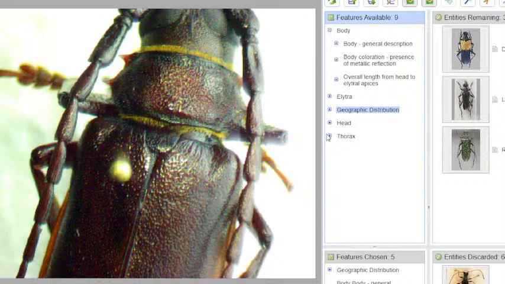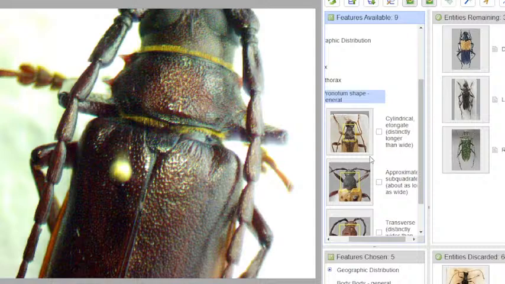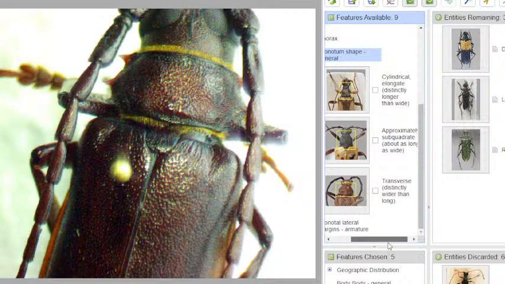All right, let's look at the pronotum. So the pronotum is going to be the segment right here. We've got the head, the pronotum, and then the elytra. We're going to be looking at this segment right here, and our key is asking us whether it is elongate, subquadrate, or transverse. I would say that our friend is wider than long, so transverse.